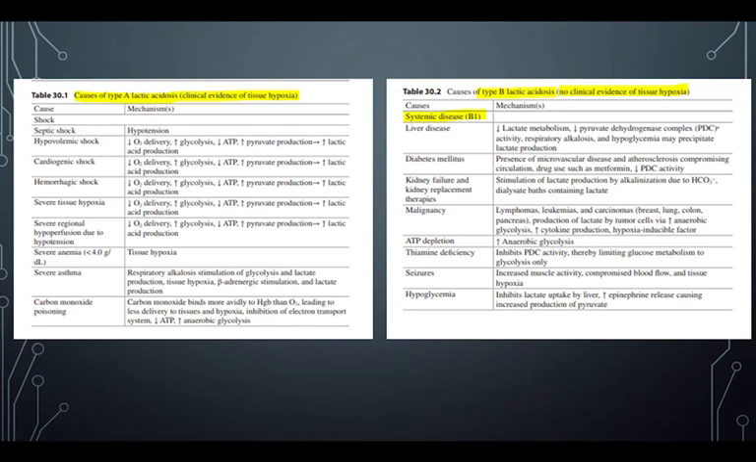Lactic acidosis can be classified into type A and type B. In type A, the most important causes include shock. In almost all causes of shock, there will be decreased oxygen delivery, increased glycolysis, decreased ATP, and increased pyruvate production. Other causes include anemia, asthma, and carbon monoxide poisoning. Then systemic diseases include liver disease, diabetes mellitus, kidney replacement therapy, and ATP depletion with anaerobic glycolysis. Seizures is one condition which we commonly see, and liver disease is one of the most common scenarios which we encounter.